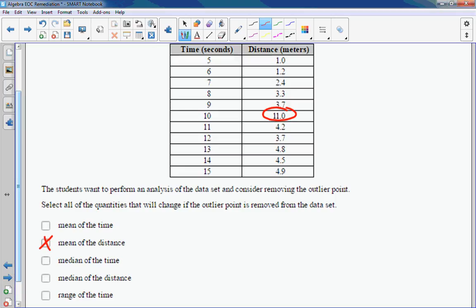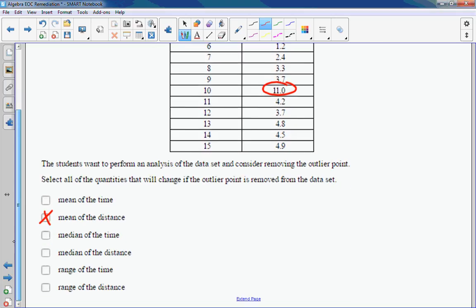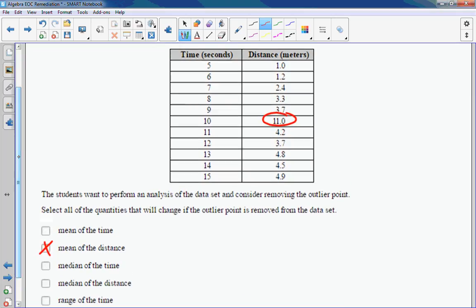What about the median of time? Is the middle time going to change? No. What about the median of the distance, or the middle distance? Is that going to change? No. The range? Well, if we remove the outlier, the range of the time will not change. It's still from 5 to 15 seconds, but the range of the distance is 1 to 11 if there's an outlier. If we remove this, the range is 1 to 4.9, since the highest number is 4.9.